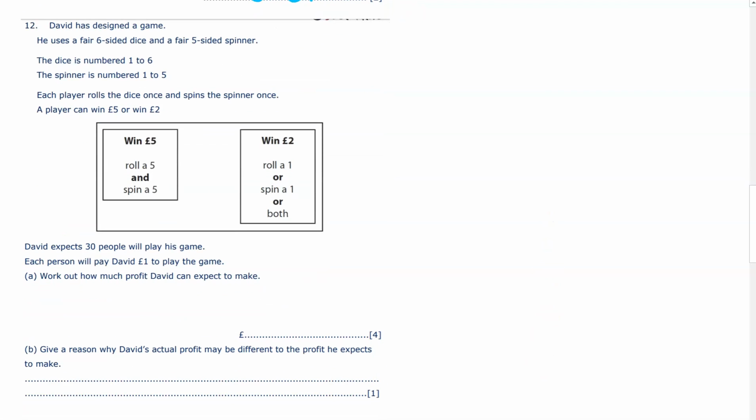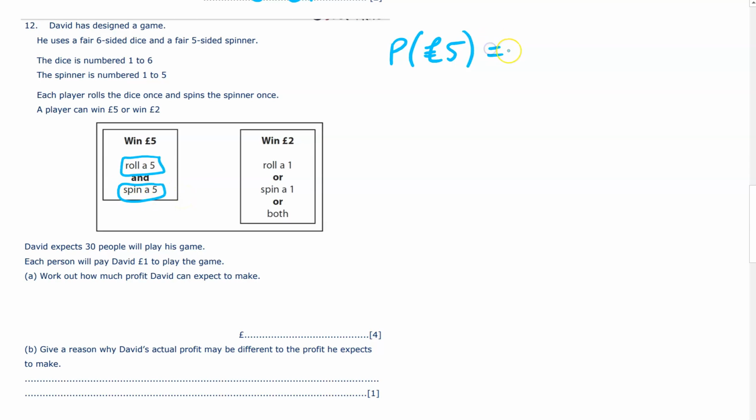Okay, what have we got this time? David designs a game, 6-sided dice, 5-sided spinner, numbers 1 to 6, numbers 1 to 5. Roll the dice, spin the spinner, and you can either win £5 or £2. 30 people are going to play. So we need to work out the probability of winning £5. So you need to roll a 5 on a dice, and you've got to get a 5 on the spinner as well.